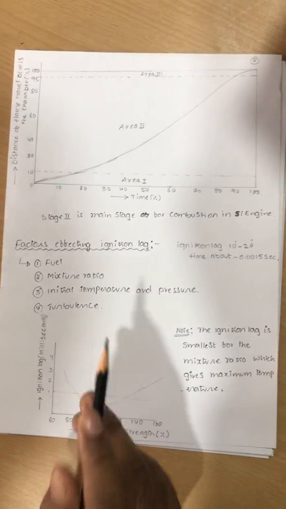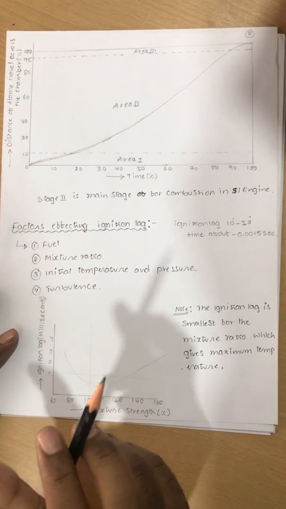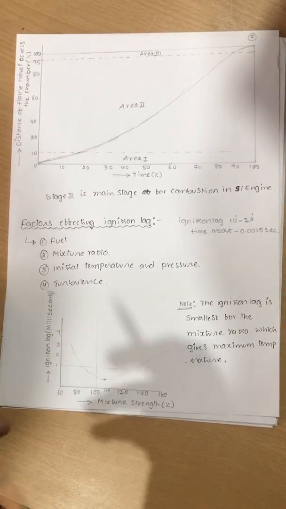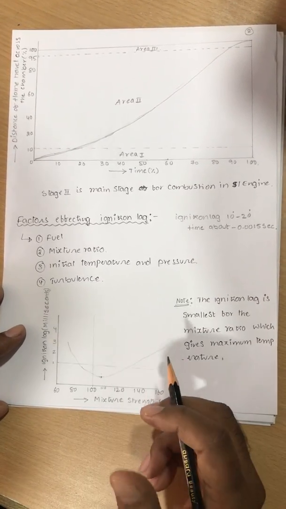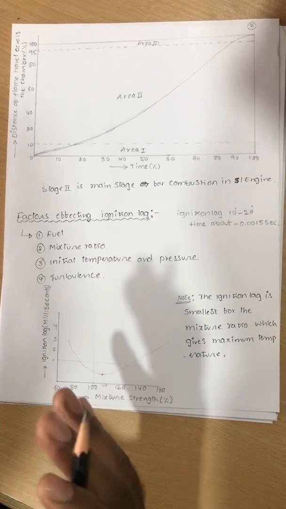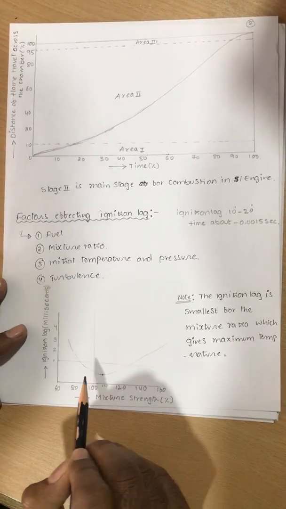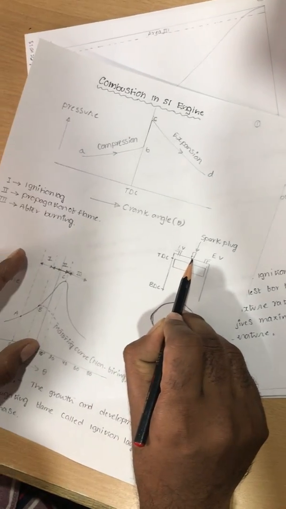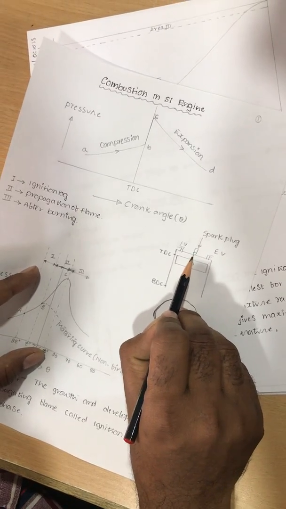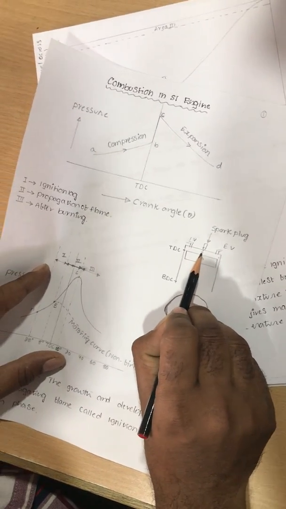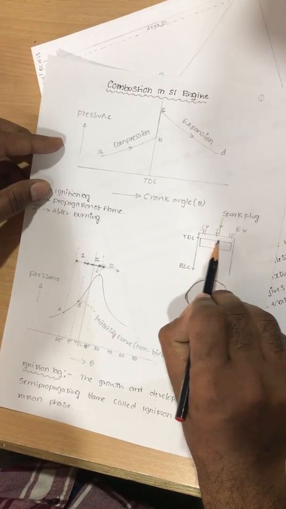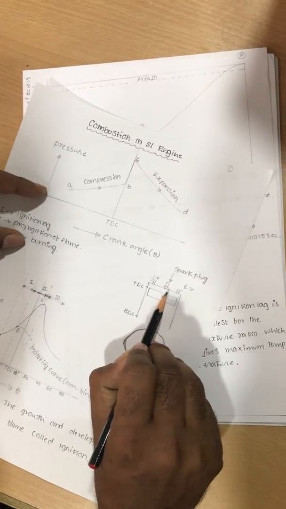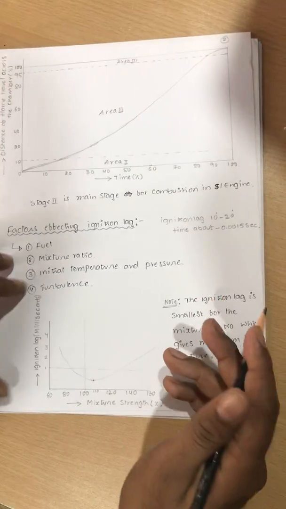Turbulence does not much affect the ignition lag. But excessive turbulence is harmful a lot, because if there is excessive turbulence near the spark plug, the development of the flame is unstable. An unstable flame leads to incomplete combustion, which is once again a loss. So turbulence does not much affect the ignition lag. So this is about the ignition lag.